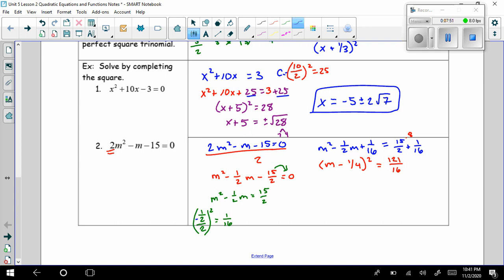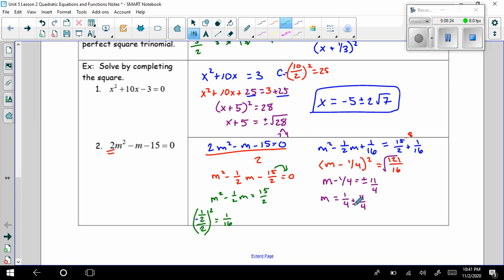All right, so we want to get rid of our square, so we're going to take the square root, and we end up with m minus 1/4 is equal to plus or minus, and remember we're square rooting this and it's both perfect squares, so we get 11 over 4. And then we add the 1/4 over. So m is equal to 1/4 plus or minus 11 over 4.